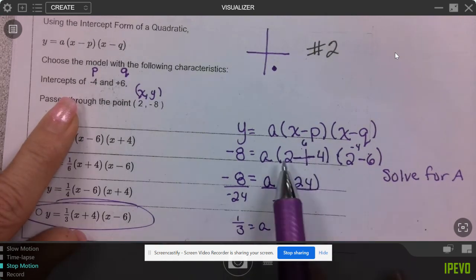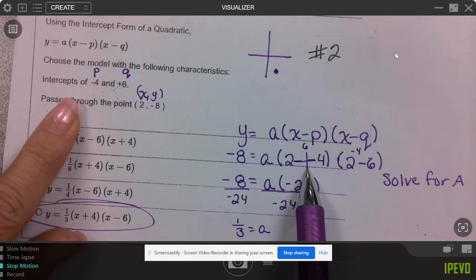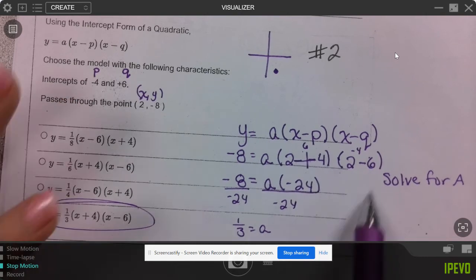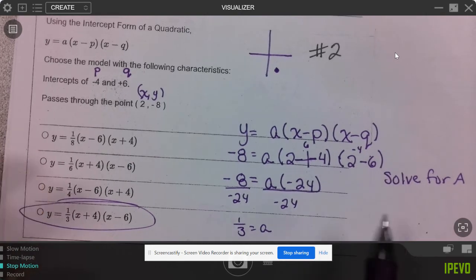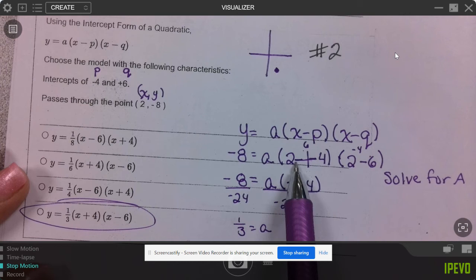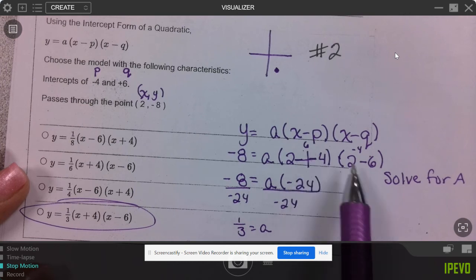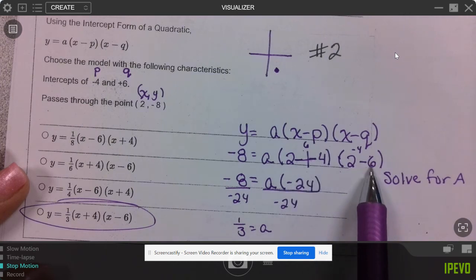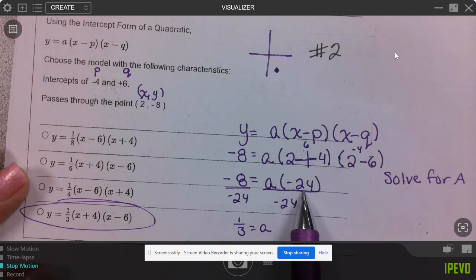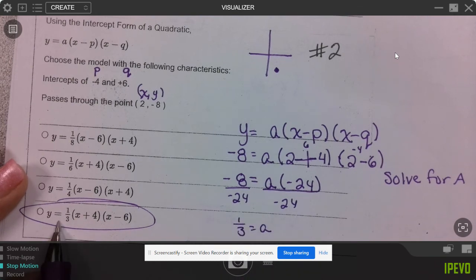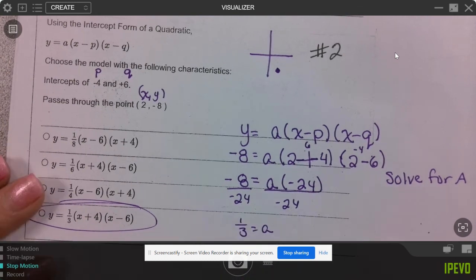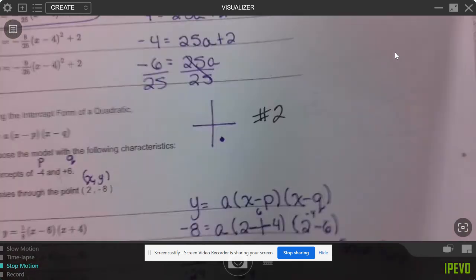And so 2 negatives made that giant positive there. So I kind of just combined a couple steps in one and said 2 minus negative 4 is 6, and 2 minus 6 is negative 4. Negative 4 times 6 gave me negative 24. And then I divided both sides by negative 24, giving me a is 1/3. Go ahead and flip it over.